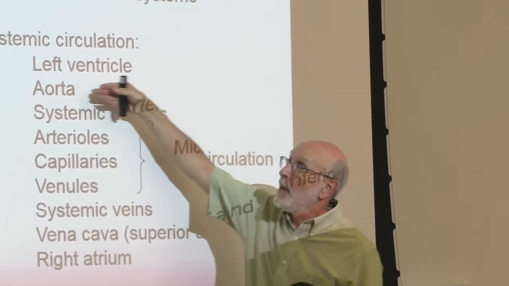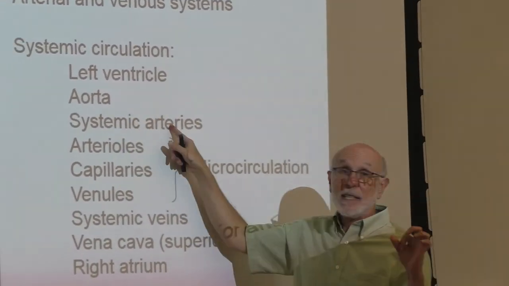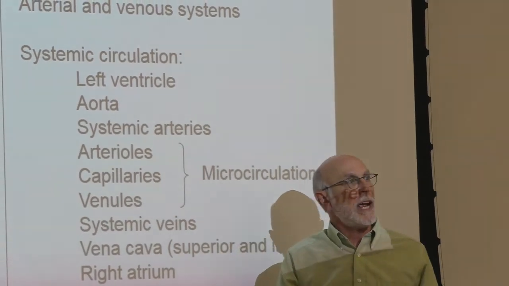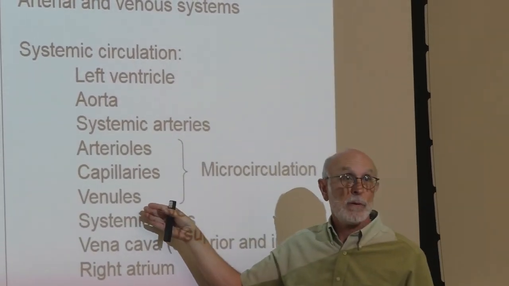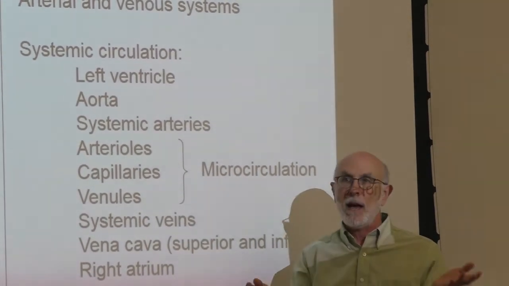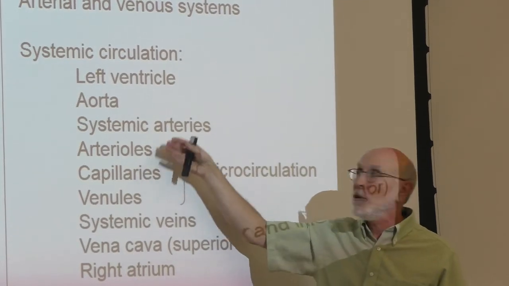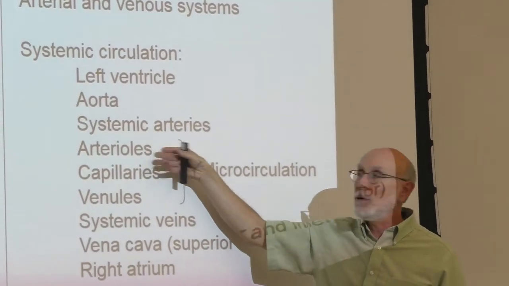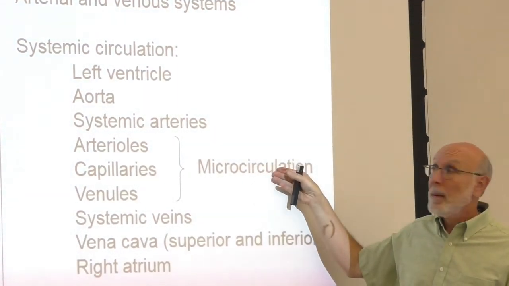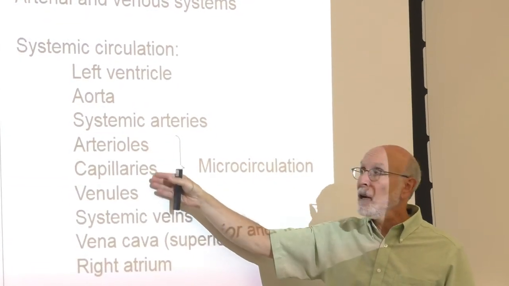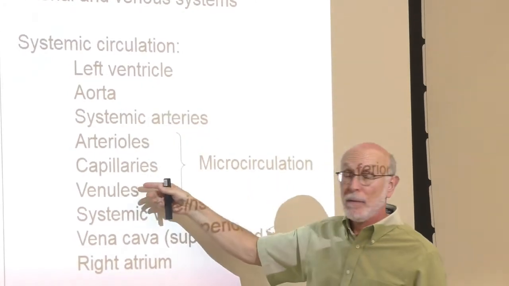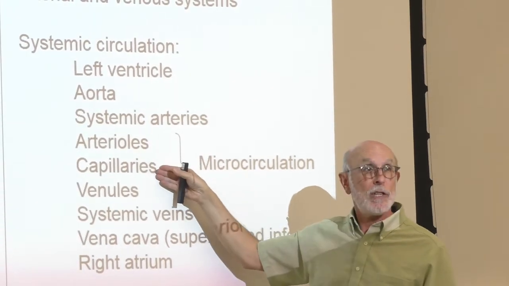So the aorta is a big tube. Systemic arteries are pretty big tubes. And then they branch and branch and branch to these tiny little tubes, because now we have blood basically in contact with cells. So we talk about the major arteries, and then this is the microcirculation. These are microscopic in size: arterioles, capillaries, and venules. Blood is flowing this way, through arterioles, into the capillaries.